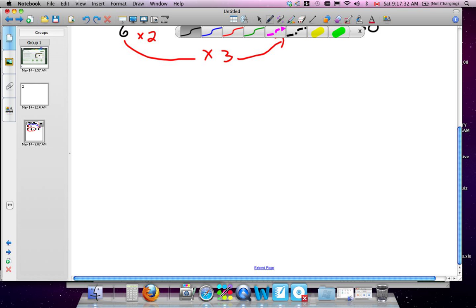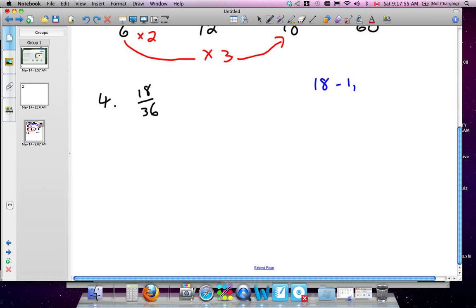Question number 4. Question number 4 said you had 18 over 36. And I wanted you to reduce it. So technically, what do we have to do first? First, you have to find the common factor. Okay, so let's write all the factors of 18. What are the factors of 18? You can get 1. 9. 2. And 6. And 3.